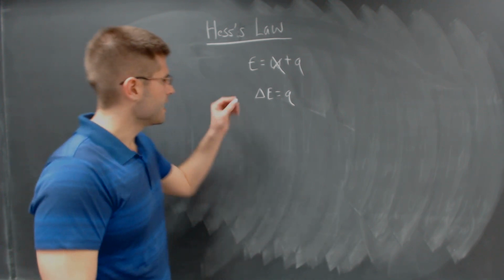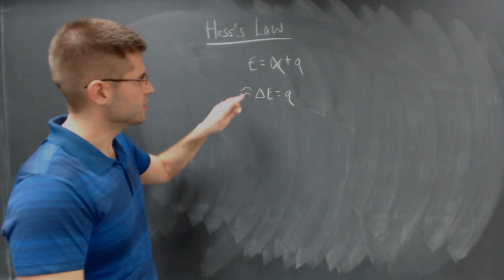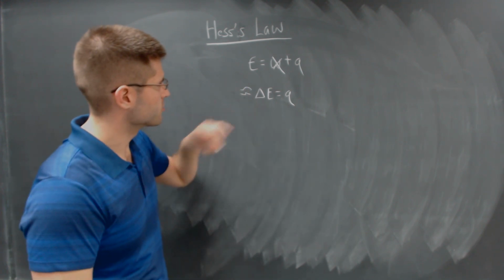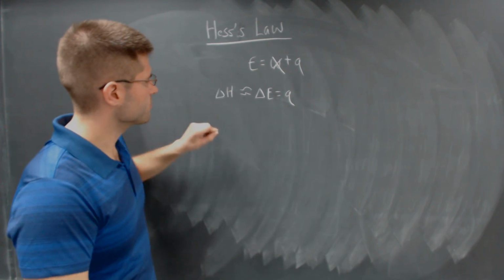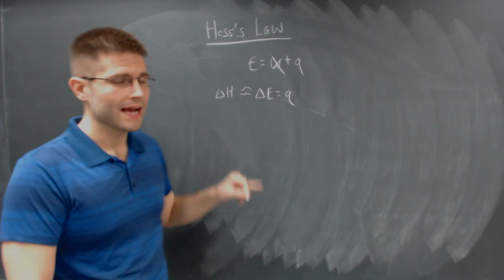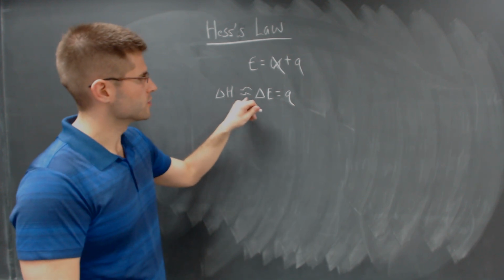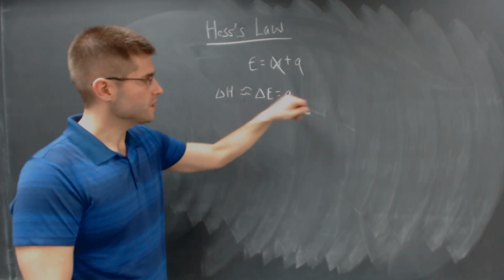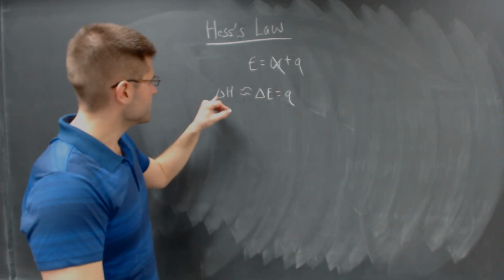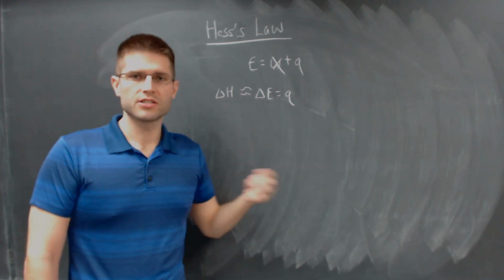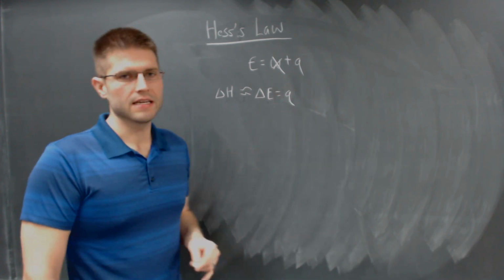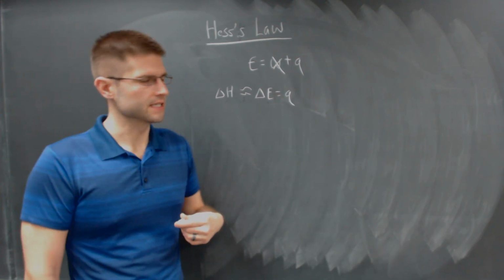For this class, enthalpy is going to be approximately equal to, these are squiggly equal signs, that's what that is supposed to be, that means approximately equal to. So the enthalpy of a reaction is approximately equal to the delta E of the reaction, which is equal to Q. So the change in enthalpy of a reaction is pretty much approximately equal to the heat evolved or absorbed by the system.